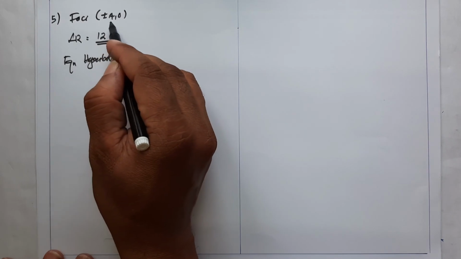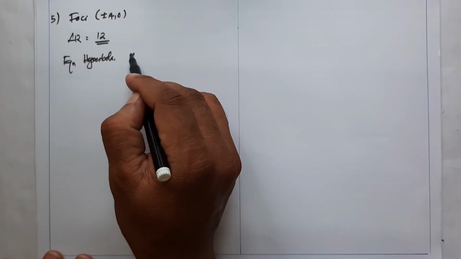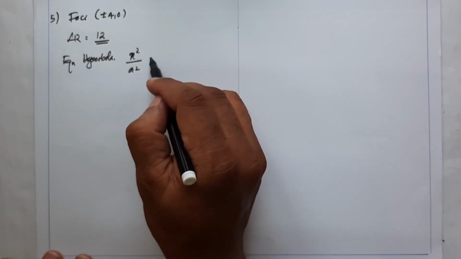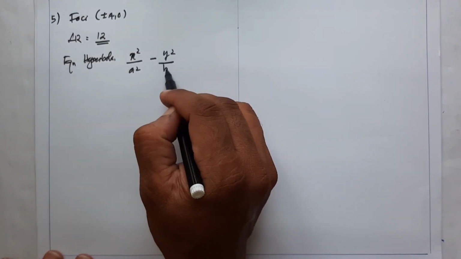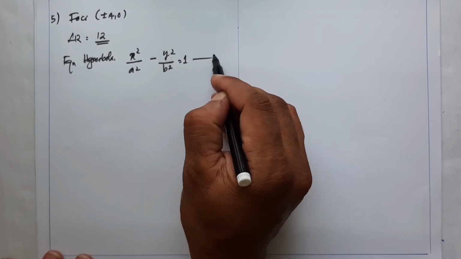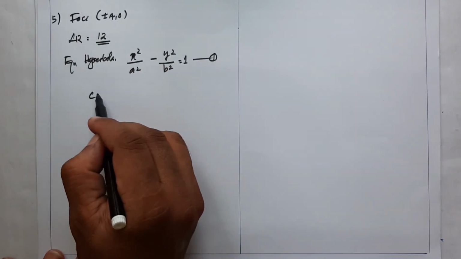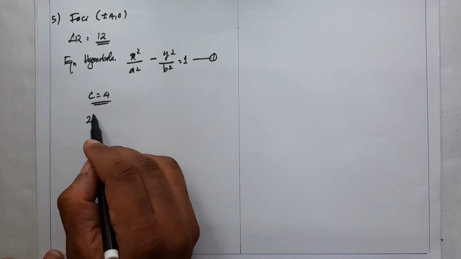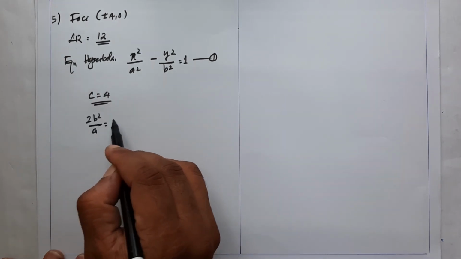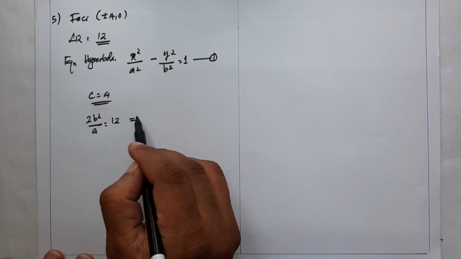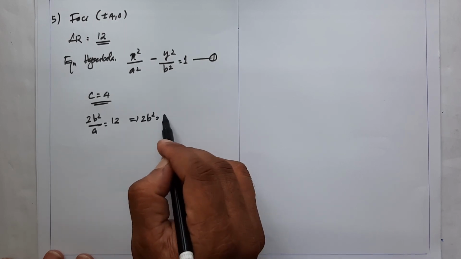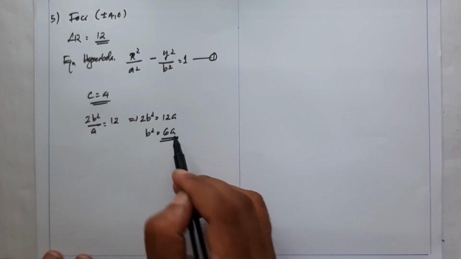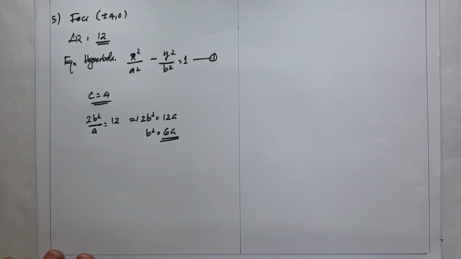Here the foci are non-zero on the x-axis, so the equation is x square divided by a square minus y square by b square is equal to 1. That's equation number 1. Here c is equal to 4, already given. Latus rectum means 2b square divided by a, also given as 12. That implies 2b square is equal to 12a, and therefore b square is equal to 6a.